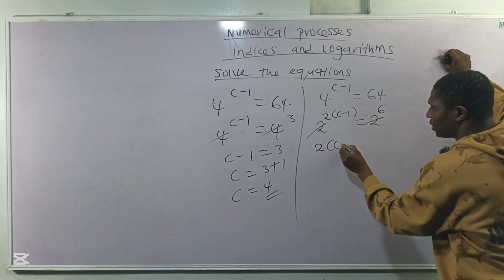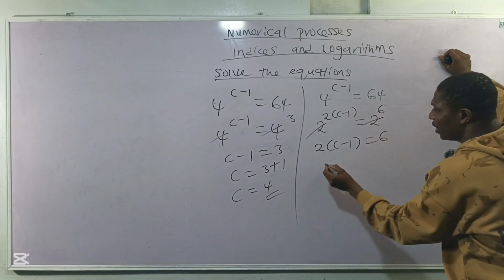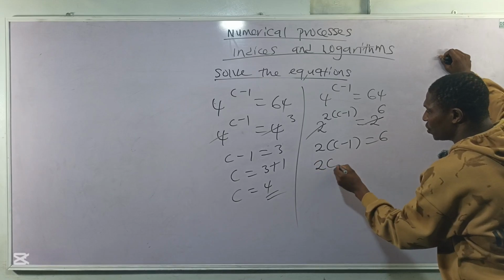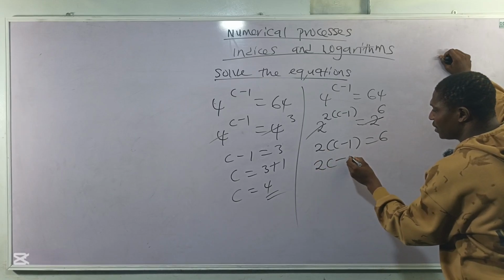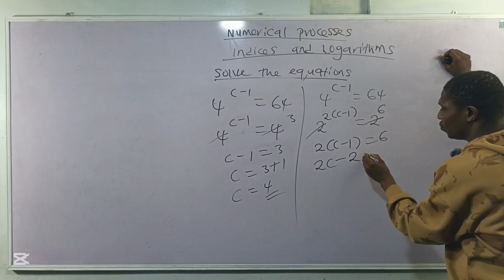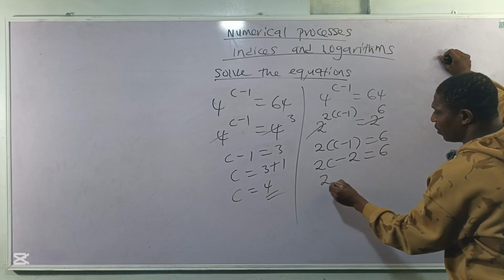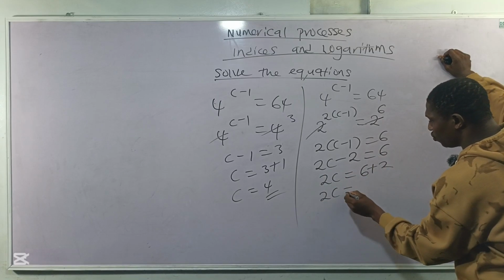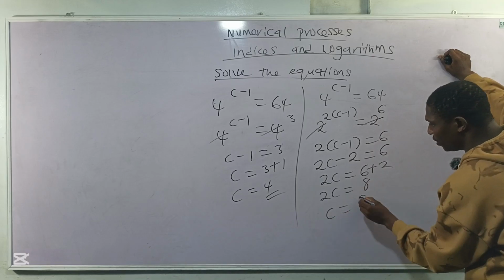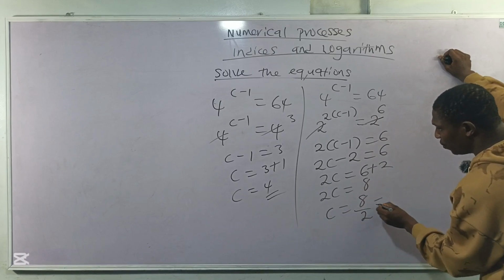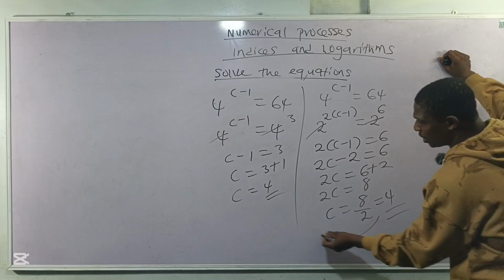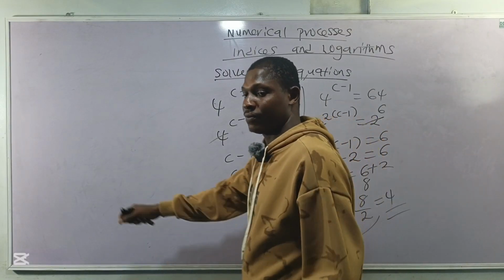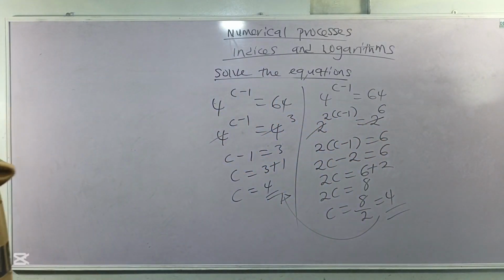So I have 2 bracket c minus 1 equals 6. 2 times c will give me 2c. 2 times 1 will give me negative 2 equals 6. And I have 2c equal to 6 plus 2. And I have 2c equal to 8. I have c equal to 8 over 2, which equals 4. Just like we did here.